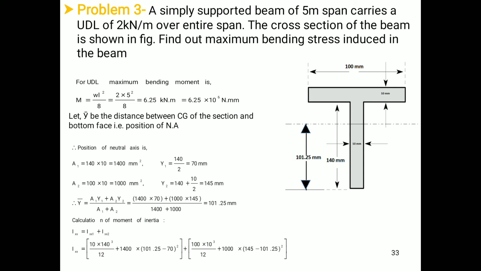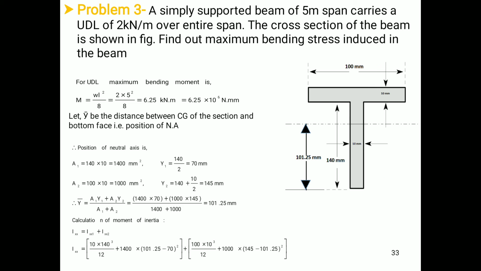Once you know the maximum bending moment and the value of y bar, we are going to calculate the moment of inertia for the entire section. Remember that in the T section we have two sections. This is section 1 and this is section 2. For these two sections we are going to apply the parallel axis theorem, as in the previous lecture we applied it for the I section. Therefore, the total moment of inertia for the section is given by Ixx1 plus Ixx2. Therefore, we will concentrate on section 1.